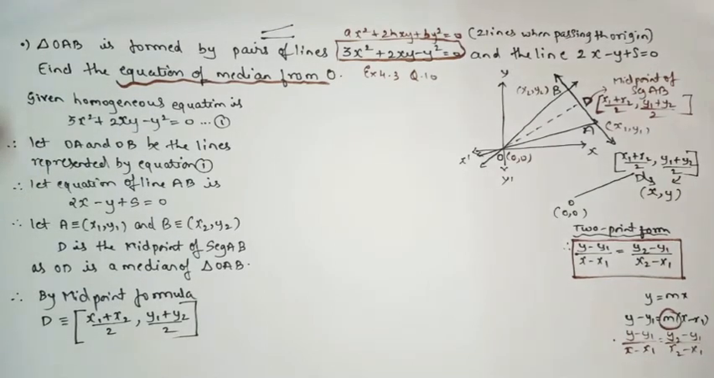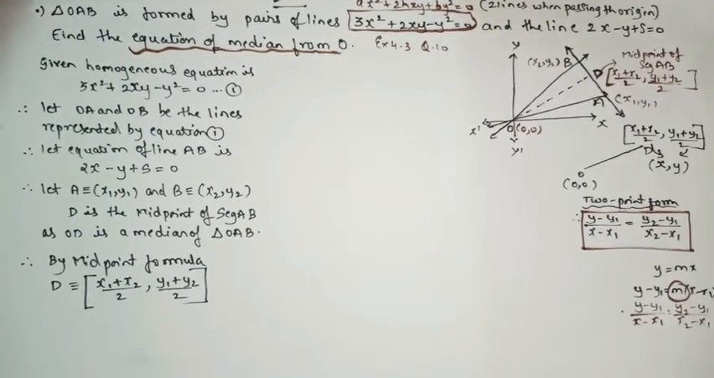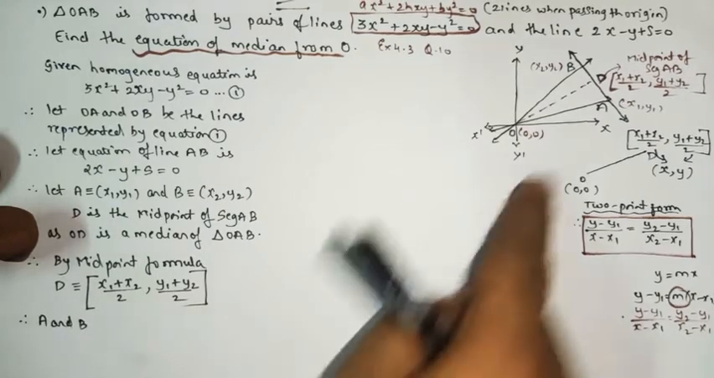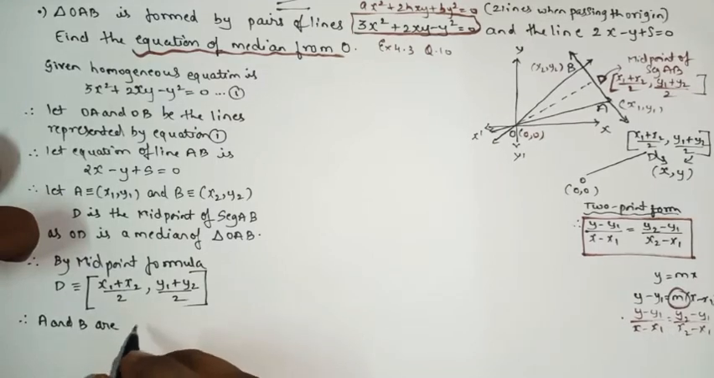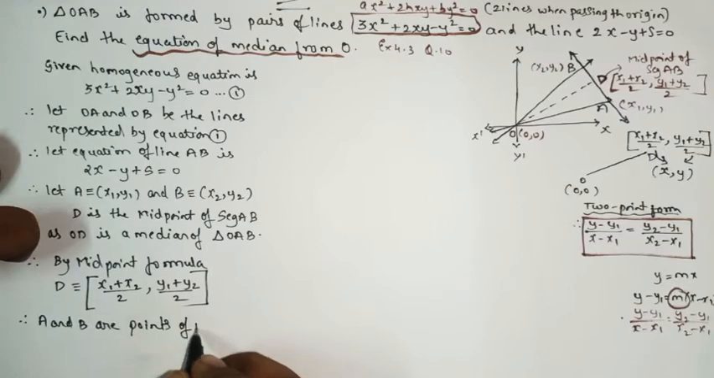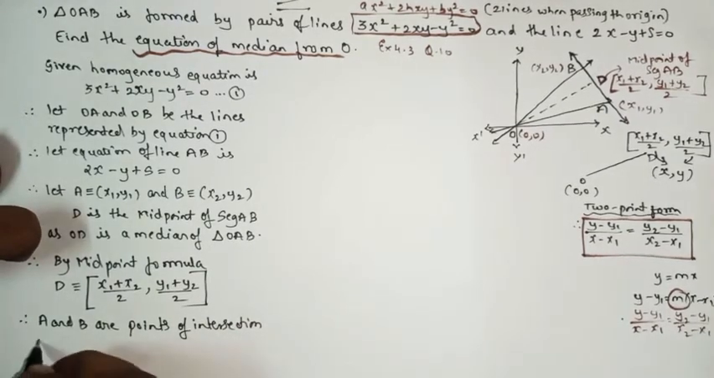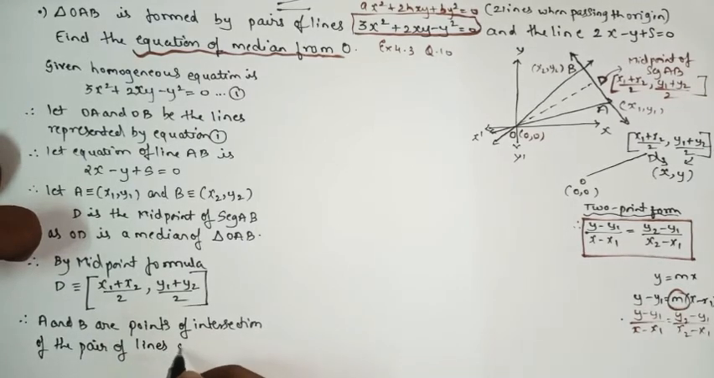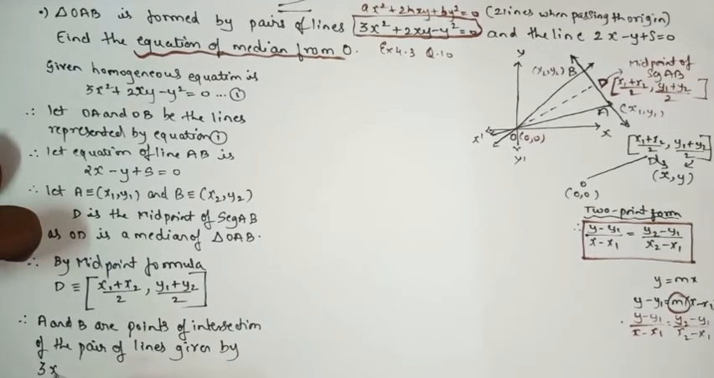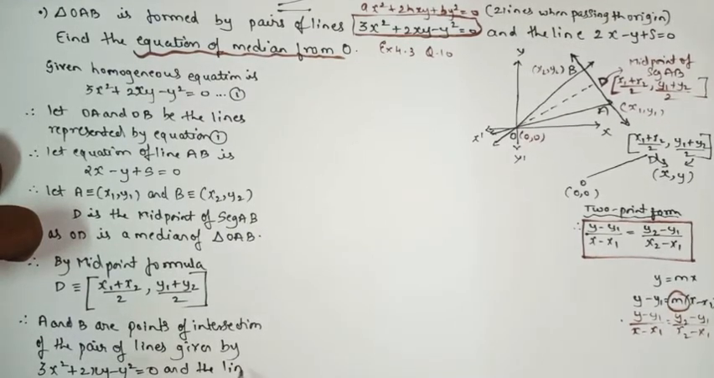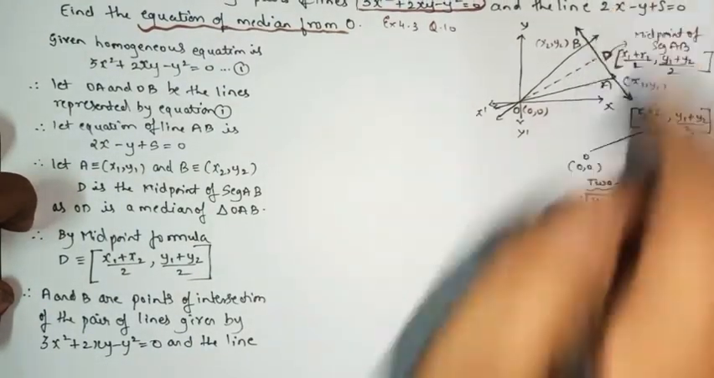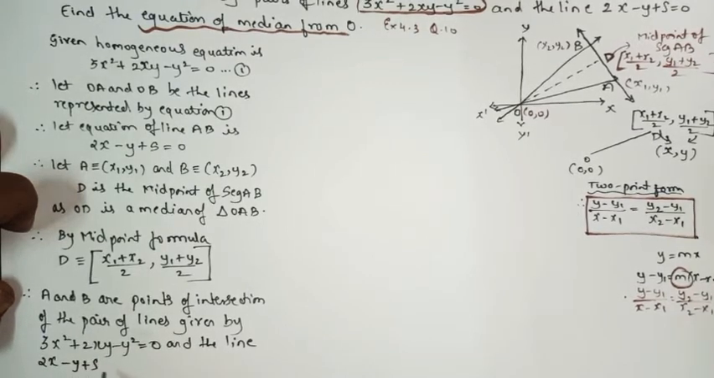Understood? So now the next step we will write A and B. Can you see A and B are points of intersection of the pair of lines given by 3x square plus 2xy minus y square equals to 0, and the line, what is the line we have? 2x minus y plus 5 equals to 0.